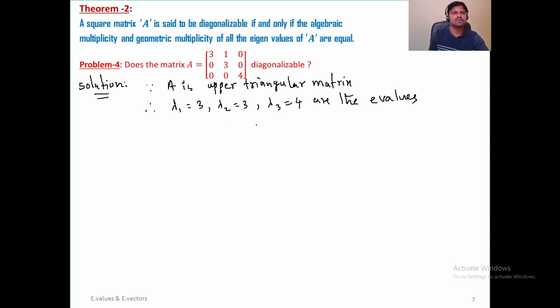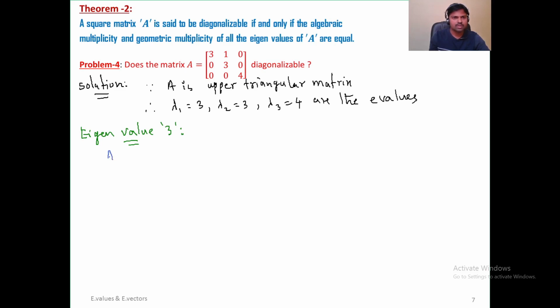Once the eigenvalues are obtained, next, what do we want to conclude? Is it diagonalizable? So look, the eigenvalues are repeating, so now this theorem is useful. We need to find the geometric multiplicity and algebraic multiplicity of all the eigenvalues. So first, the heading is eigenvalue 3. For eigenvalue 3 I am finding the algebraic multiplicity.